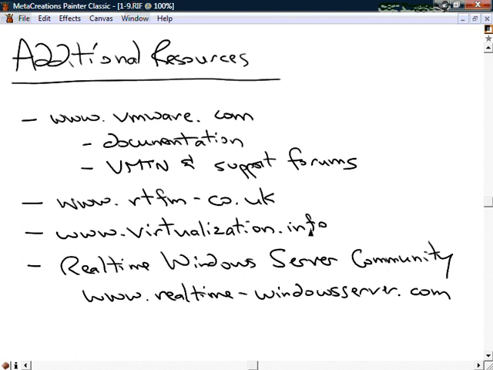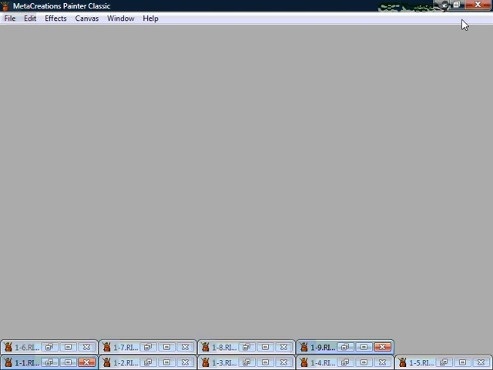And then also, and this is full disclosure, this is my Windows Server community here, and I suggest not only Windows Server, but also Windows topics and virtualization topics and VMware topics as well. I suggest you take a look at www.realtime-windowsserver.com, where we've got some great topics, again, not only having to do with Windows Server, but having to do with virtualization and things that would interest you because you're interested in this particular series.